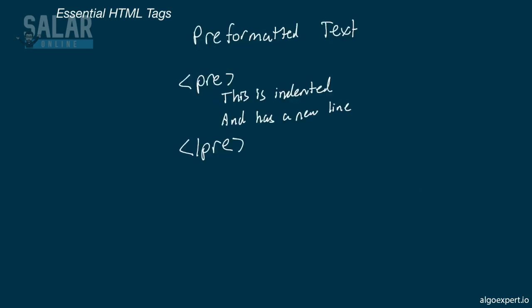Next, we have the pre-formatted text or pre-tag, PRE. What we use this for is maintaining white space. If you remember from the HTML basics video, white space is largely ignored in HTML, meaning that it's collapsed down into a single space. Well, sometimes we do want to preserve the white space in our text for whatever reason, and we can use the pre-formatted text for this. So in this example, the "this is indented and has a new line" text would show up exactly like that. It would be indented, and it would have a new line in the middle of it.